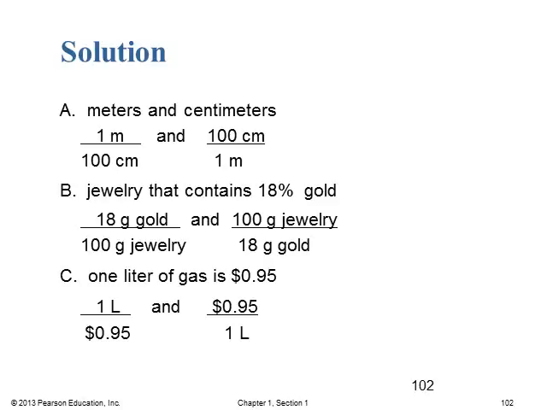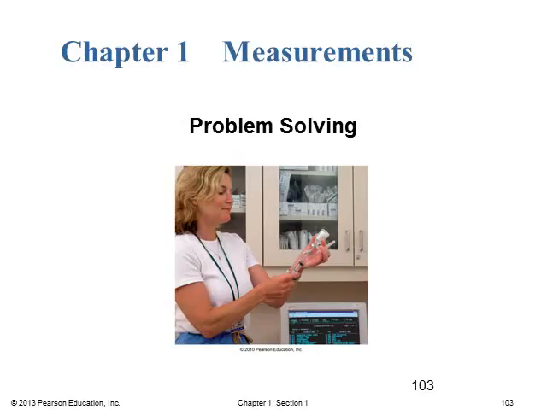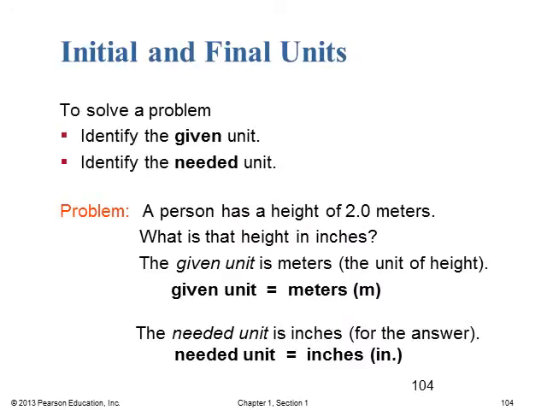Then 1 liter of gas is 95 cents. So you can either set that up as 1 liter over 95 cents or 95 cents over 1 liter. And so here we will go over solving problems, how to figure out what the questions are asking and how to go through the steps of finding the correct answer. What you want to first look at is what the question is giving you. What information do you get there? And then what are you trying to find?